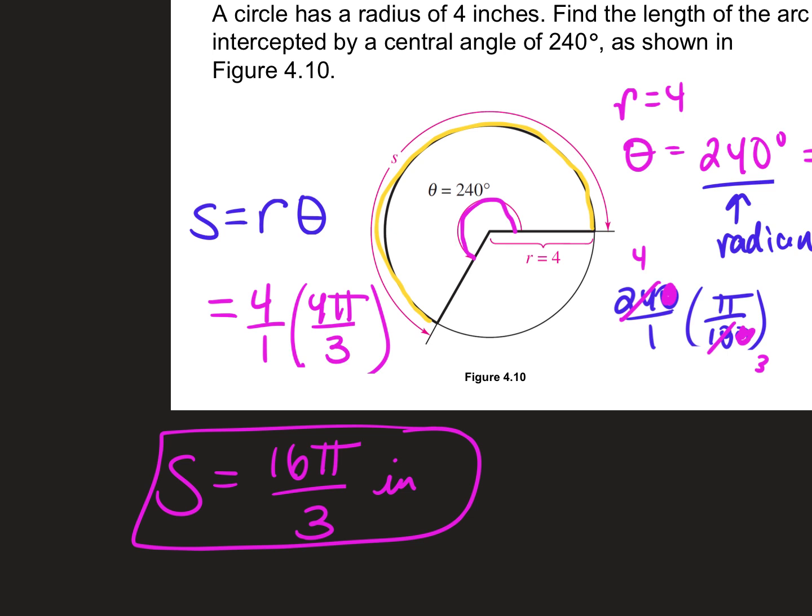So if we do have to solve for theta, how do we solve? You're going to leave it in terms of pi. Whatever you get, you'll leave it in terms of pi. You have to divide, right? But you're going to leave everything in terms of pi, because you're not going to have a calculator. So you don't have to worry about decimals and stuff like that.